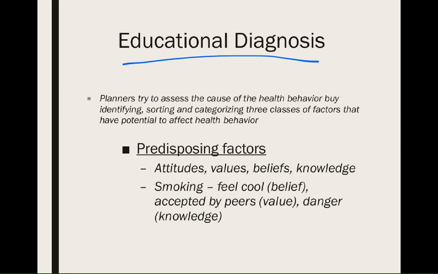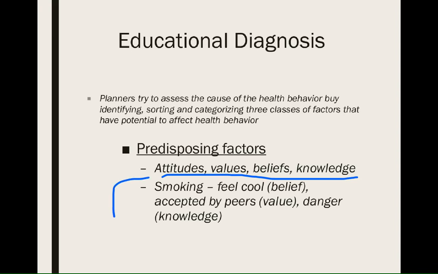Next phase is educational diagnosis. Planner try to assess the cause of the health behavior by identifying, sorting, and categorizing 3 classes of factors that have potential to affect health behavior. Factor number 1 is predisposing factors, which is attitude, value, belief, and knowledge.